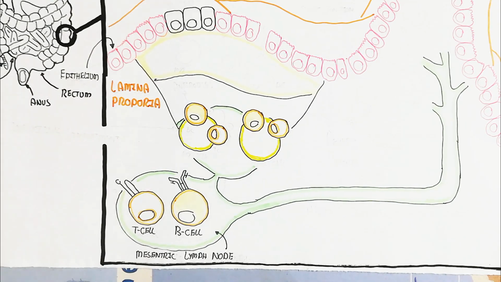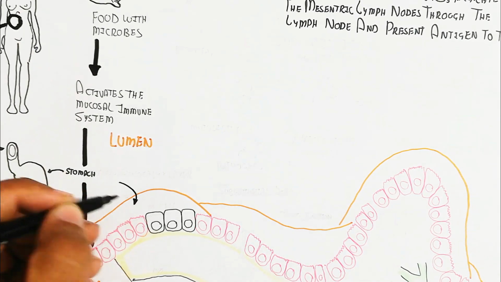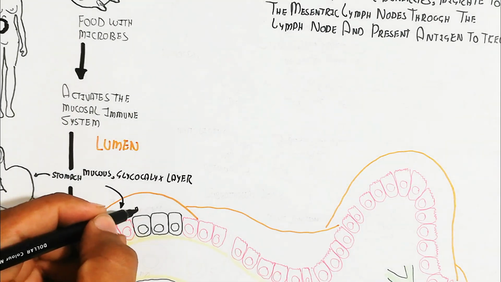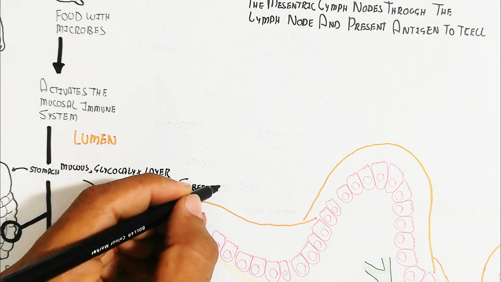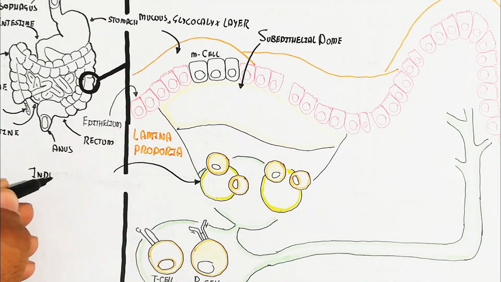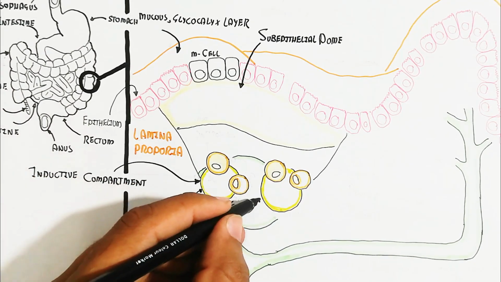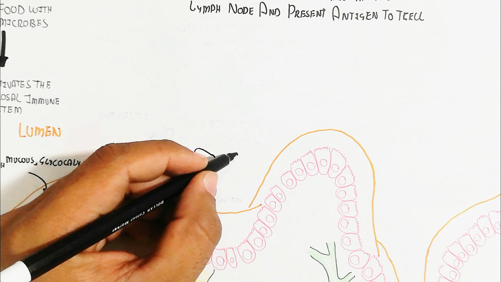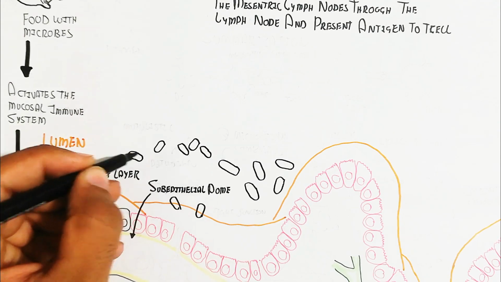This mesenteric lymph node and this mesenteric lymph node, while here is the mucous membrane, the glycocalyx layer, which is the barrier immunity for protection against the invasion of bacteria, while here is the M cell, which is used for the secretion of the mucus, and this is the subepithelial dome. This is the inductive compartment used for the induction of the immune response. This follicle contains B cells and T cells, as an innate immune cell and adaptive immune cell.